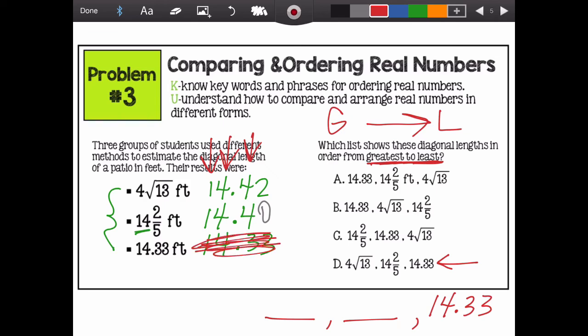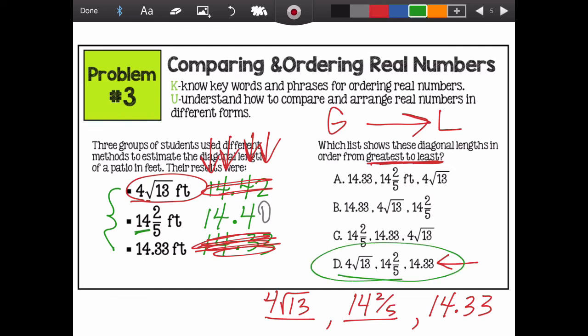The second thing I need to do is go to the next place value, and I have 2 and 0. Well, I know that 2 is larger than 0, and again, I want to go from greatest to least. So I need to start with that largest number, and that happens to be 4 and the square root of 13, which leaves me to just have 14 and 2/5. And let's make sure that this option D that we thought in the first place is the same as what we have, and it is. So D is our answer.